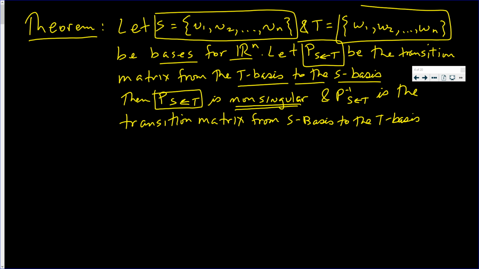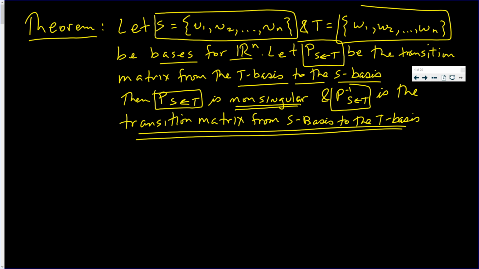That's one thing we want to show. And this matrix is the transition matrix from S to T. It goes in reverse order. So we want to show two things. We want to show that this matrix is non-singular and that its inverse goes in the other direction. Goes from the S basis to the T basis.